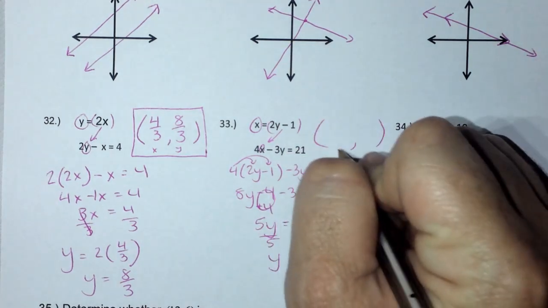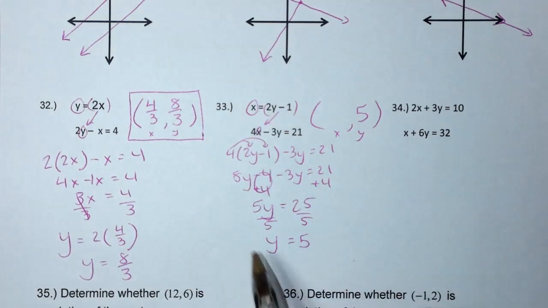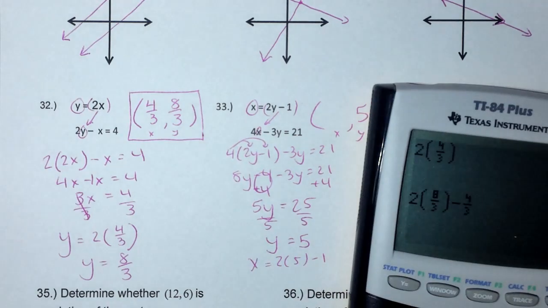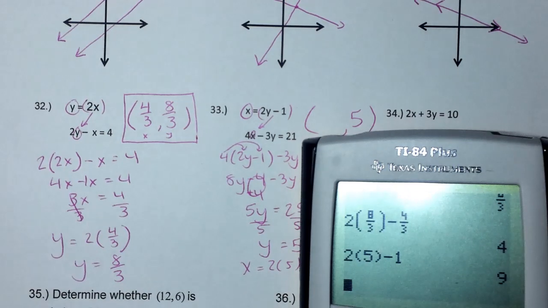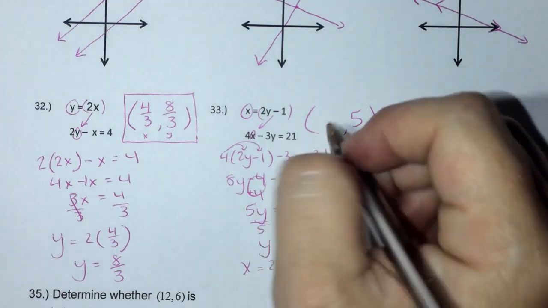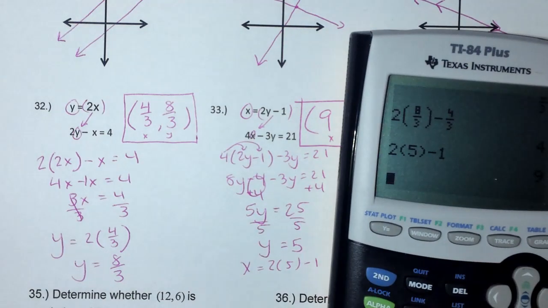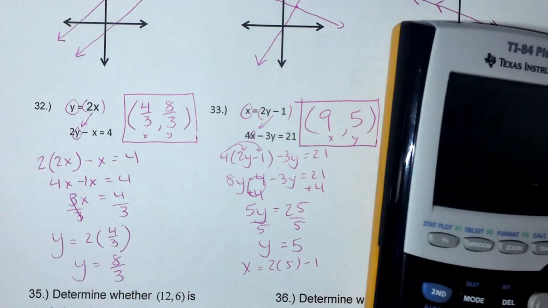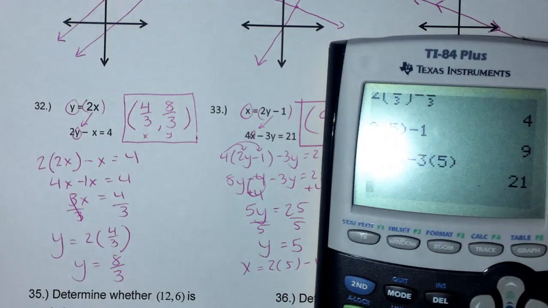So again, that's half my answer. And now I have to find x, which it always works out perfect. So x equals 2 times 5 minus 1, and I get 9. And again, I can check my work. So we typed it in the other one. So 4 times x, which is 9, minus 3 times 5 is equal to 21, and it worked.